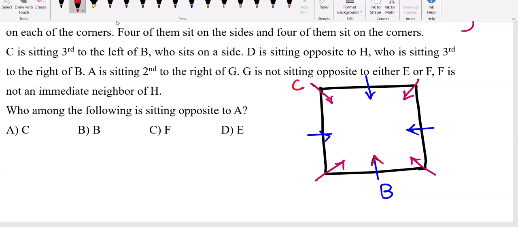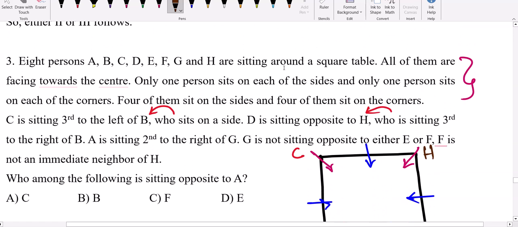Next one. D is opposite to H. Okay, but where do I have to put H? Because of the word who, very important, this is related to H. Here also because of the word who, the statement follows related to B. B sits on side. Now H is sitting third to the right of B, means first right, second right, third right. B here, H opposite here. Sorry, not B. H there, here D. Yeah, H is third to the right of B. D is opposite to H. Now B, C, D, H are settled.